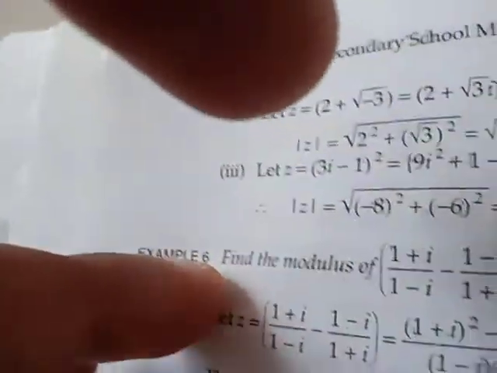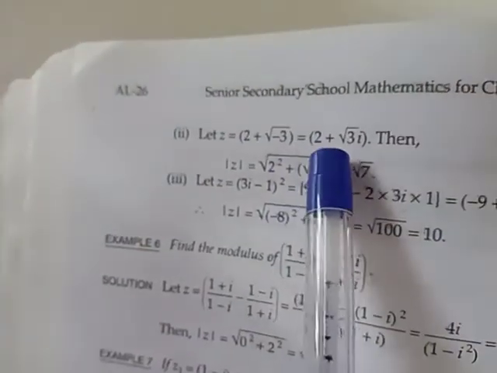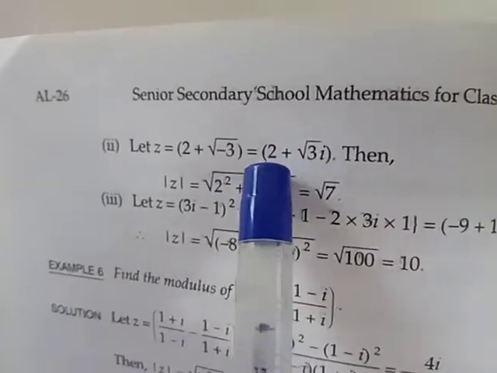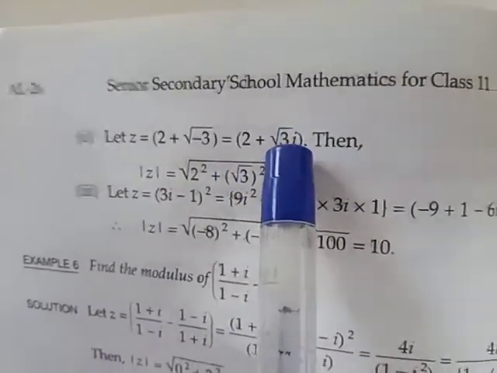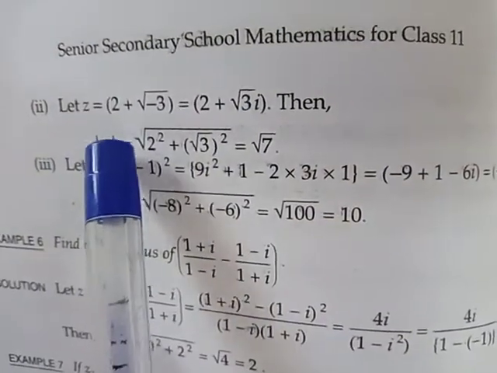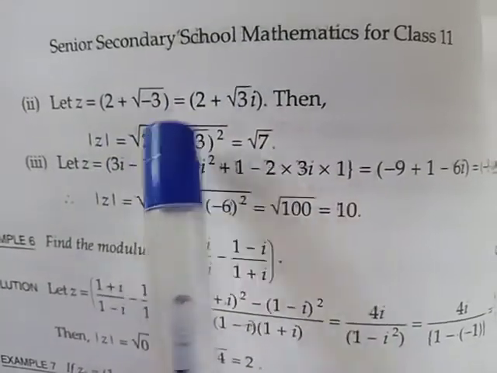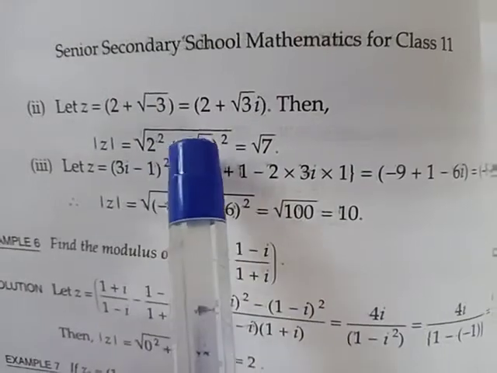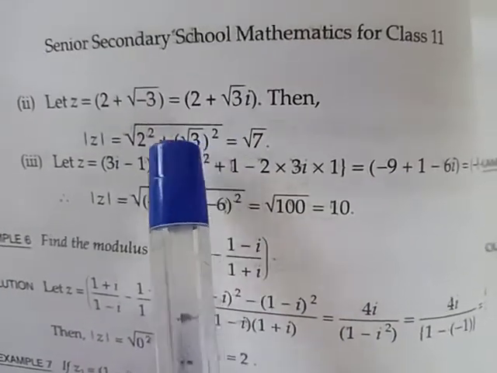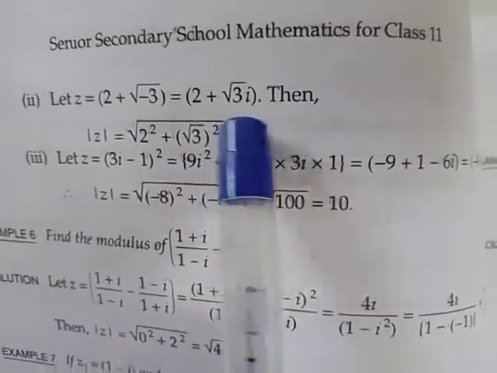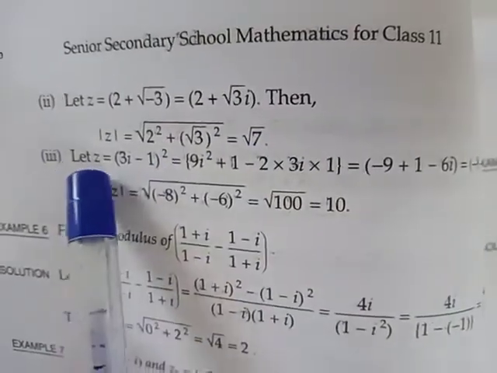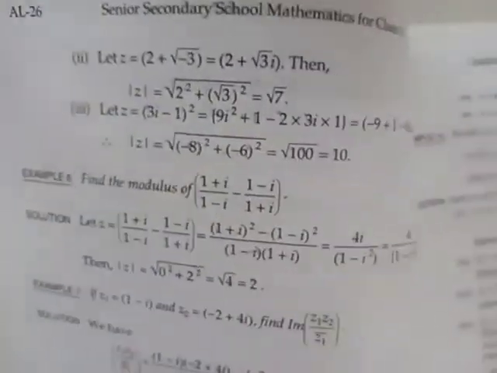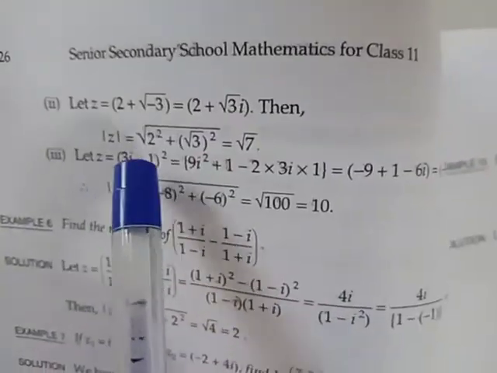So we can apply the modulus concept. You can observe it. Here they converted that into the standard form that I explained to you, 2 plus root 3i. Now the modulus formula is root of (real part) square plus (imaginary part) square. So we get 2 square is 4, root 3 square is 3. So 4 plus 3 is 7. So square root of 7. Now we need to find the modulus of the complex number (3i minus 1) whole square.